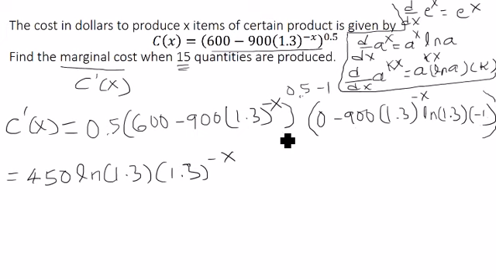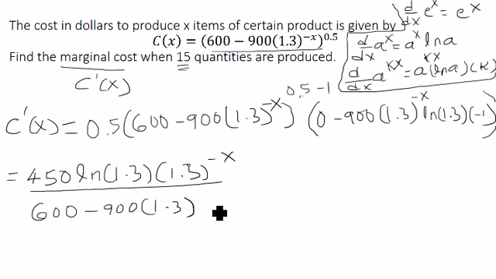And then this first part is going to have a negative power, so we're going to move it underneath that expression. So it's going to be 600 minus 900 times 1.3 to the power -x, to the entire power of 0.5. Minus 1 is a -0.5, but after moving that underneath, it's going to stay as a positive 0.5. Okay, so this is where we're going to replace x by 15.